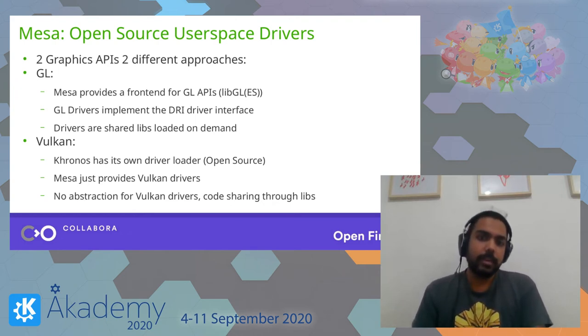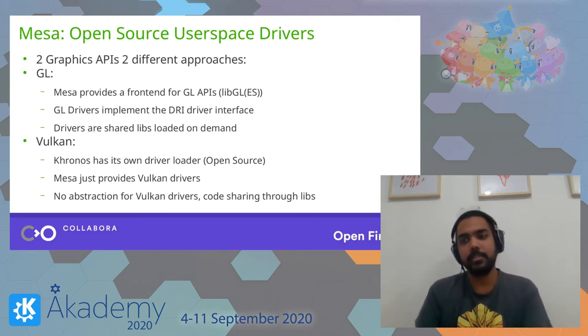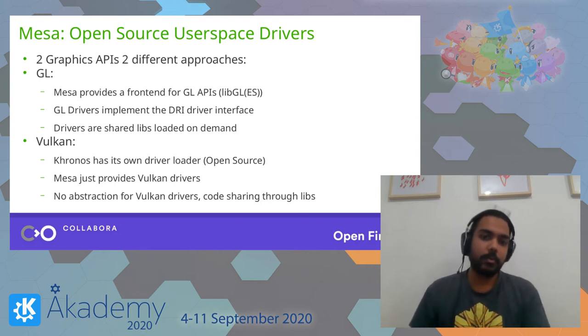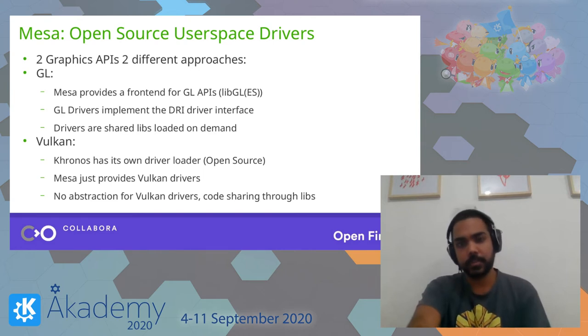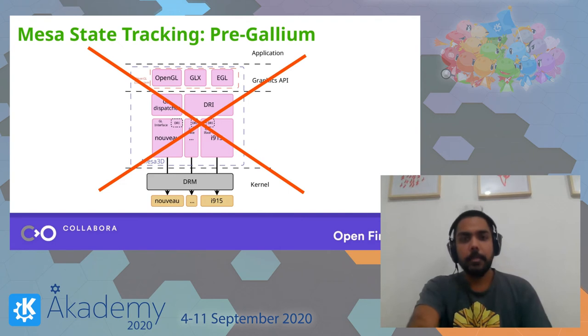Whereas Vulkan has Khronos, which is the consortium that maintains these APIs, has its own driver loader, and Mesa just provides the Vulkan drivers, and the Vulkan drivers are loaded by this Khronos driver loader, and there is no abstraction for Vulkan drivers. I'm not going to be talking about pre-Gallium simply because most modern drivers in Mesa will be using the Gallium framework.